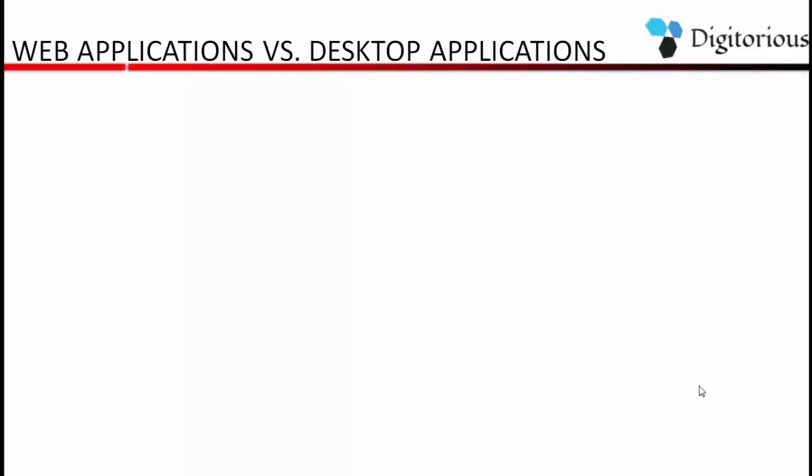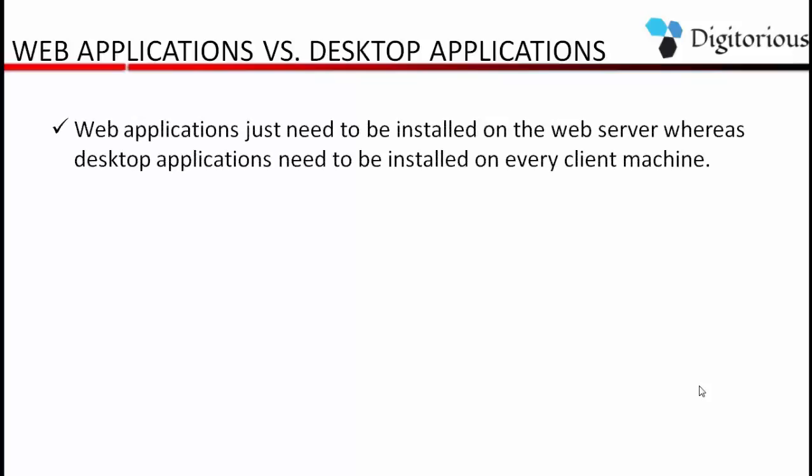Now let's understand what is the difference between web applications and desktop applications and what are the advantages of web applications over desktop applications. A web application just needs to be installed on the web server, whereas desktop application needs to be installed on every client machine where you need to access it.